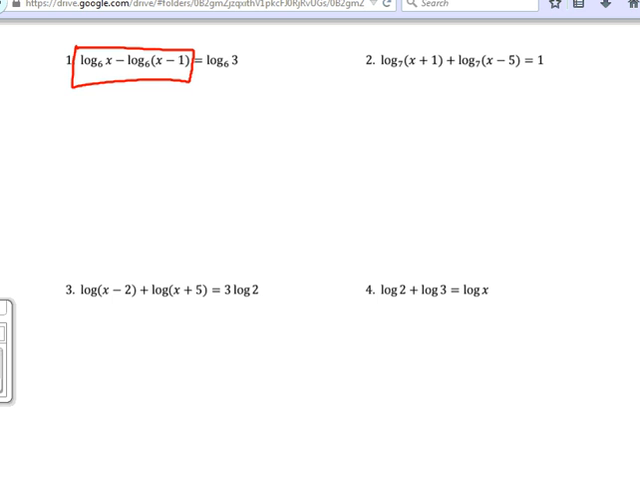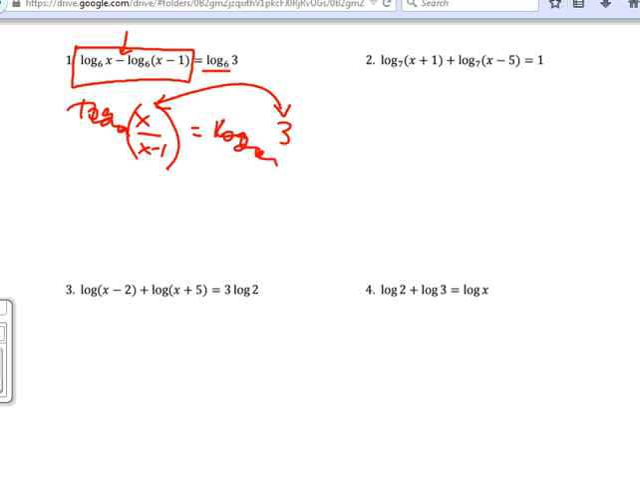Condensing, right? You're going to be condensing the left-hand side. That way you'll have one log on each side. Hopefully it's a log base 6, and then when you have one log on each side, it's like they cancel. No, they're not really canceling. So log base 6 of x over, because minus makes a divide, x minus 1 equals log base 6 of 3. And it's like these cancel, because what's in here has to be equal to what's in there. The arguments have to be equal.